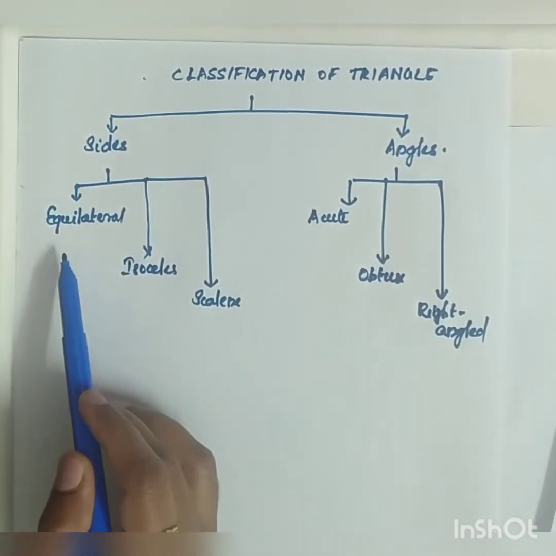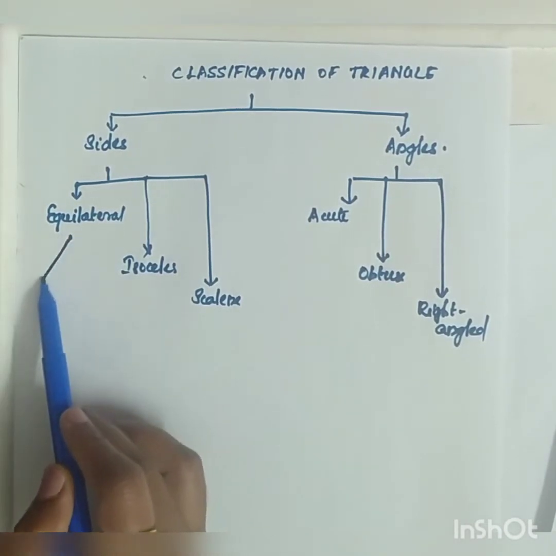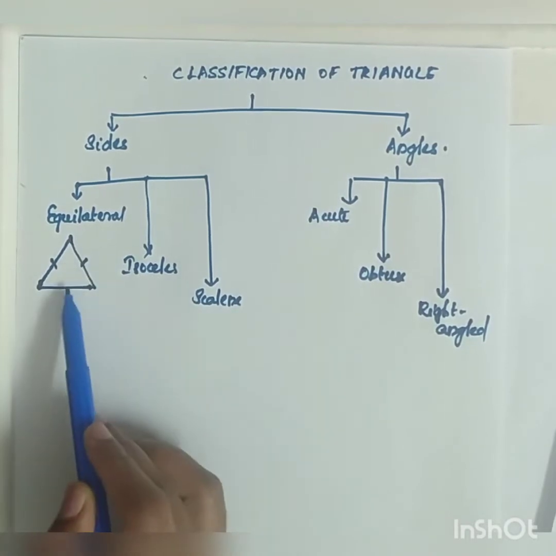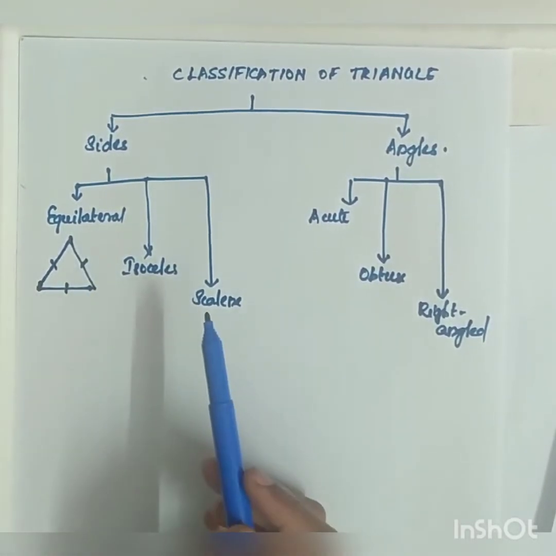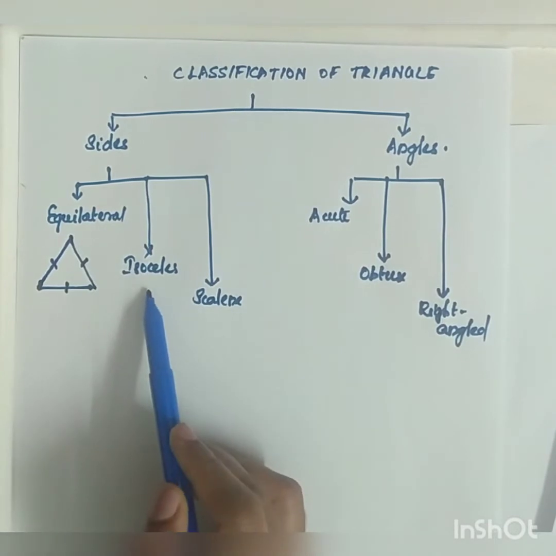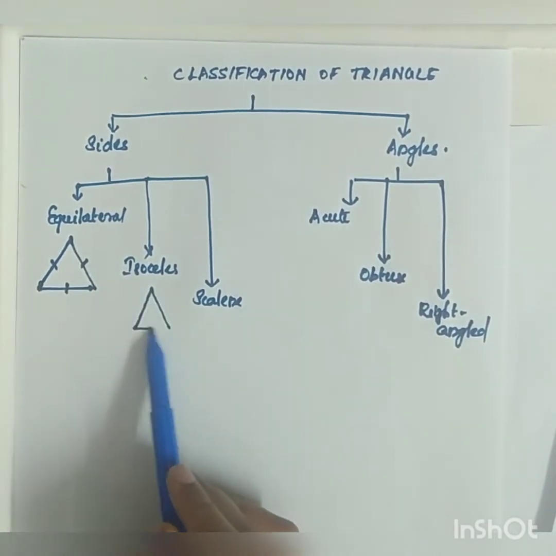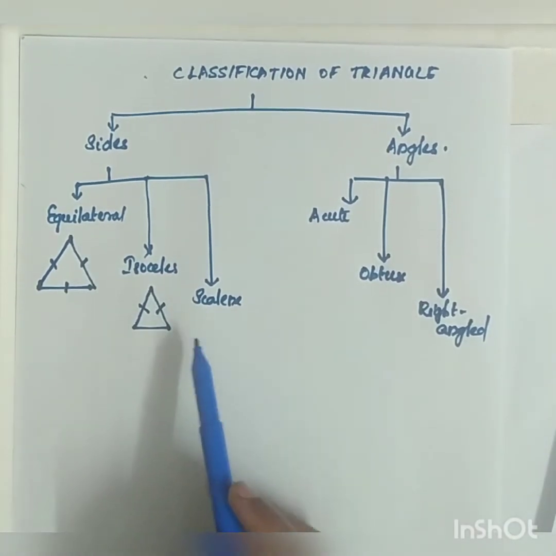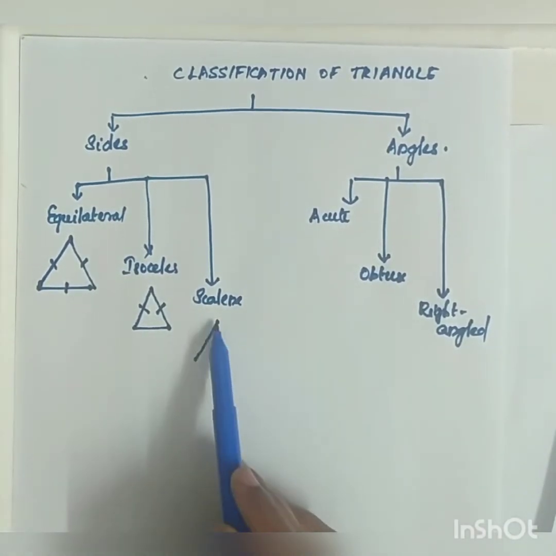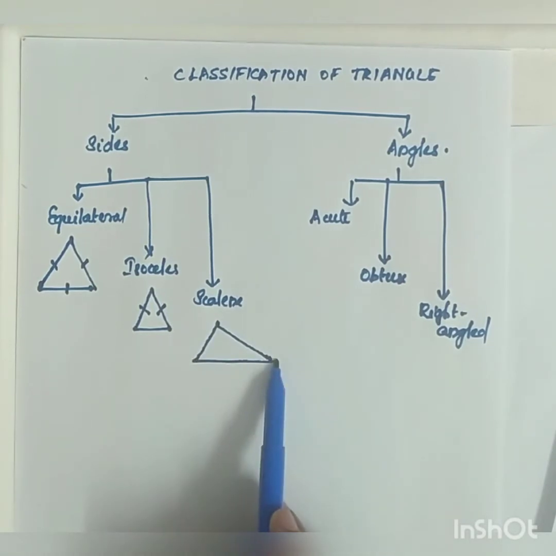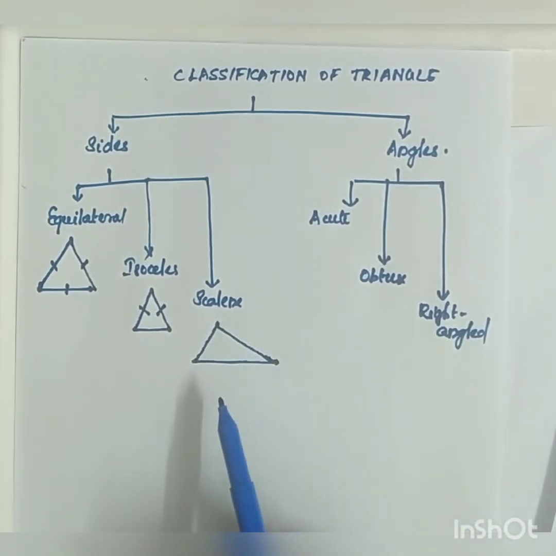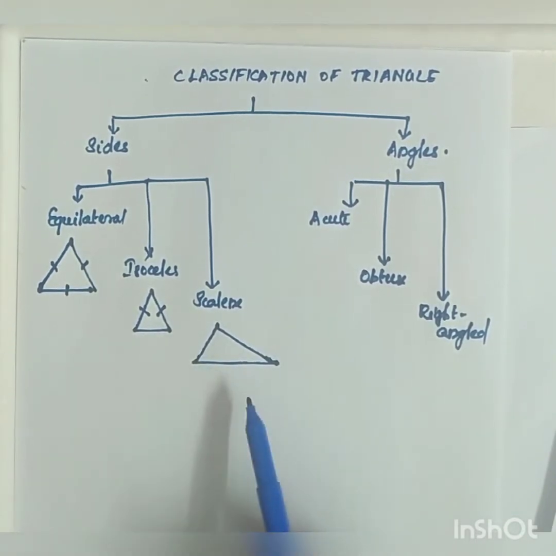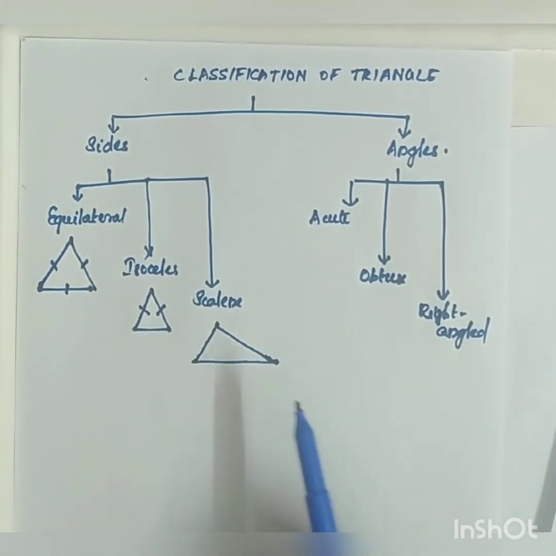So the first one is the equilateral triangle. What is meant by an equilateral triangle? If all 3 sides of the triangle are the same, then it is an equilateral triangle. Whereas an isosceles triangle has only 2 sides of equal length. And the last one, the scalene triangle, does not contain any equal sides, that is, the 3 sides have different lengths.